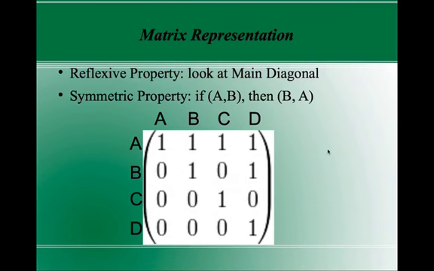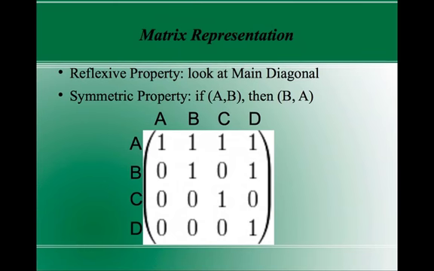With relations, you can have many properties. There are three main properties, however. These are known as the reflexive property, the symmetric property, and the transitive property. Here, we'll first start by talking about the reflexive property. The reflexive property is defined as an element in a set having a relation with itself.